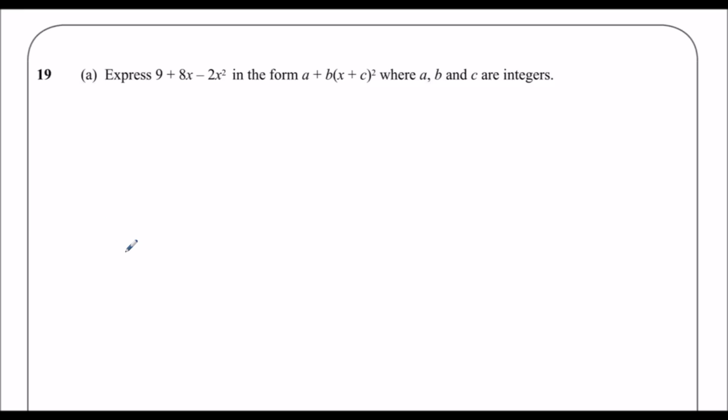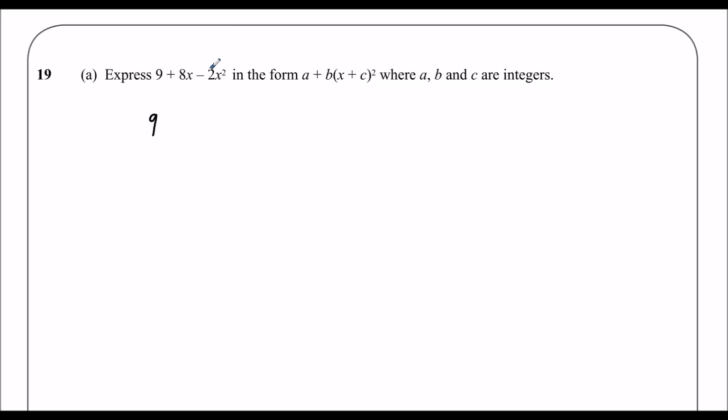Question 19. Express 9 plus 8x minus 2x squared in the form a plus b times (x plus c) squared, where a, b, and c are integers. So we're completing the square, but we've been given quite a difficult question because we've got a minus 2x squared. So we're going to have to get rid of that minus 2x squared before we can complete the square. We just want a normal x squared. So to get rid of it, we're going to factorize.